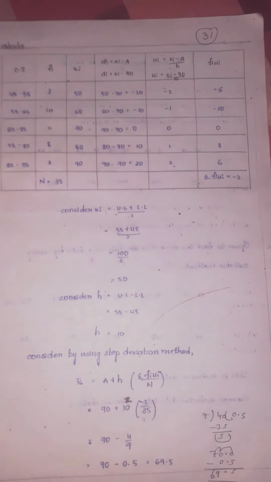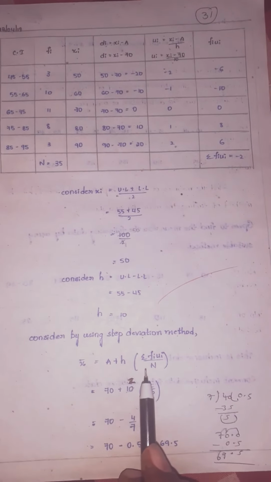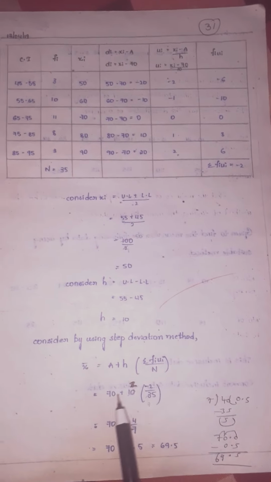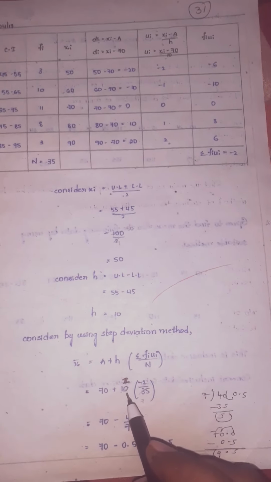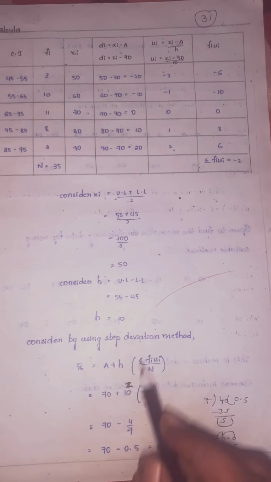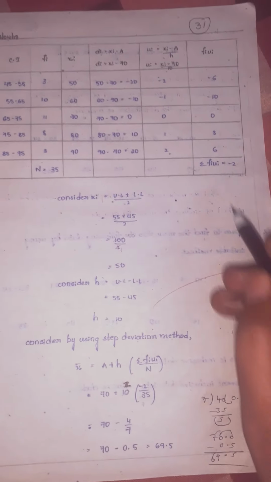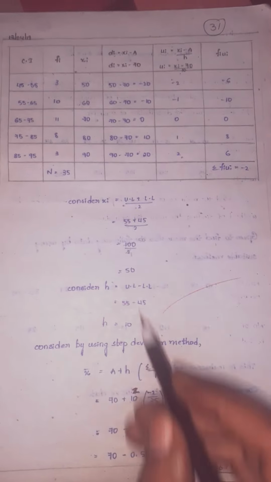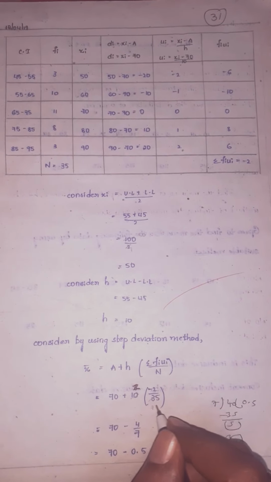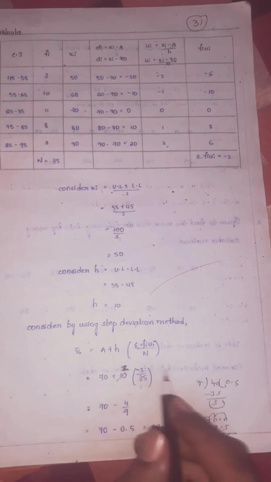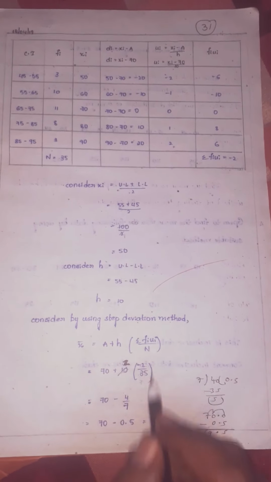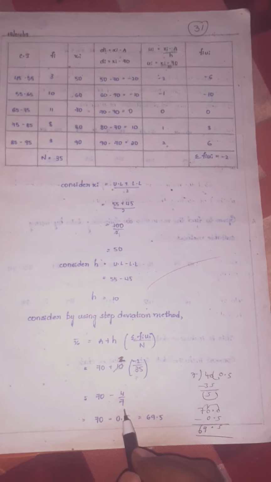So consider, by the step deviation method, x bar equal to a plus h into sigma fiui by n. So here, the a value, how much have we taken? 70, plus the h value, how much, children? 10 we got. Sigma fiui is minus 2, by capital N value 35. So 5 sevens are 35, 5 twos are 10, children. So here plus into minus is minus. So 2 into 2 is how much? 4. 70 minus 4 by 7.